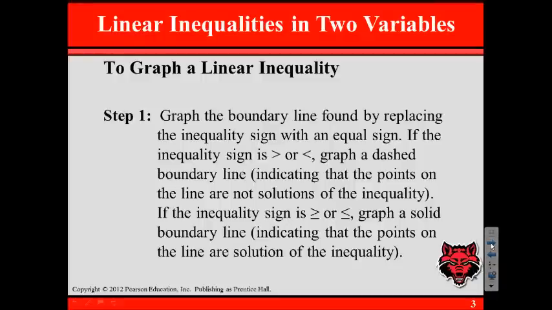Whenever we want to graph a linear inequality, we go through a three-step process. First, we graph the boundary line found by replacing the inequality sign with an equal sign. If the original inequality sign is greater than or less than, we graph a dashed line. If the original sign is greater than or equal to, or less than or equal to, we graph a solid boundary line.